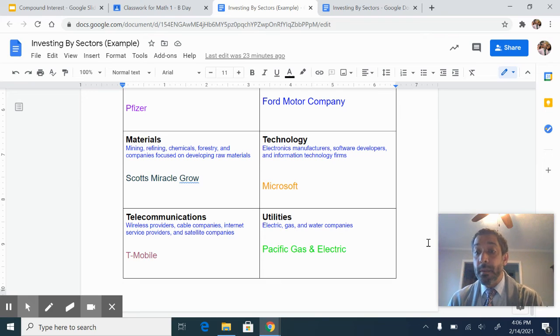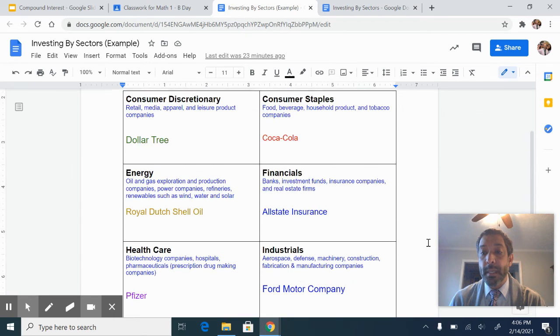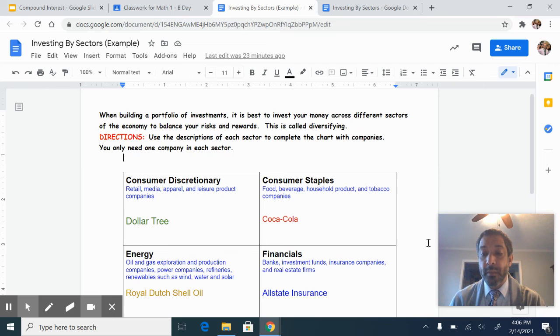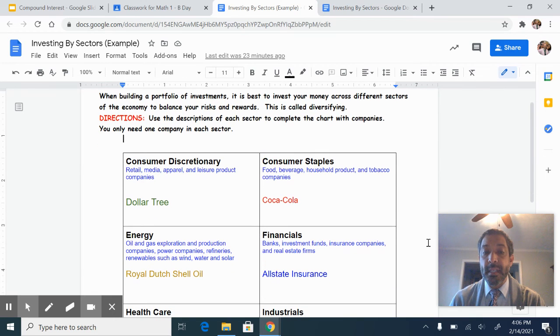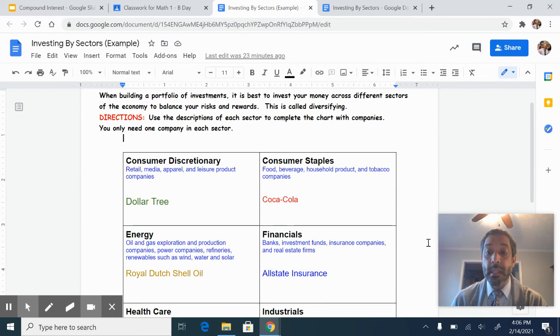That is all that you need to do for today, in addition to the quizzes that were up on Canvas. And then tomorrow, we will begin to build the financial portfolio and do some investing in these different companies with a certain amount of money.